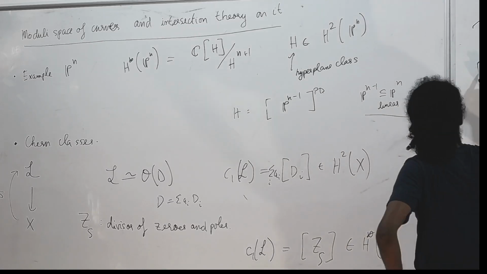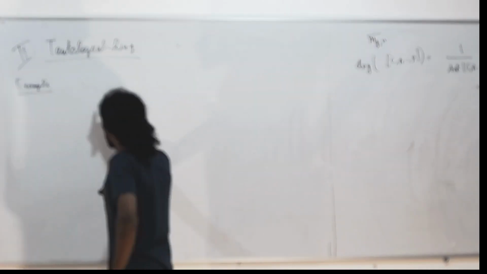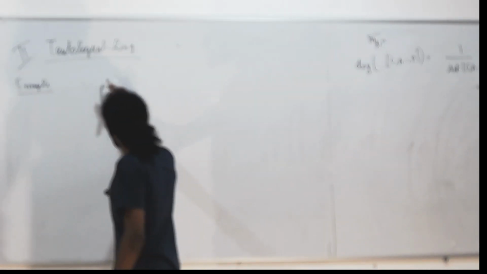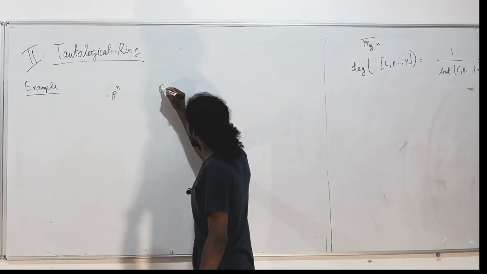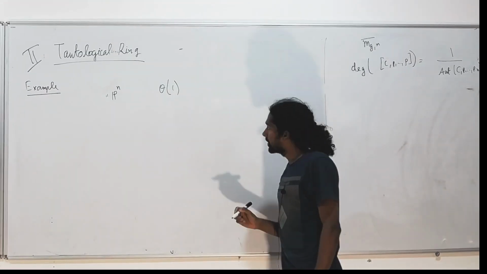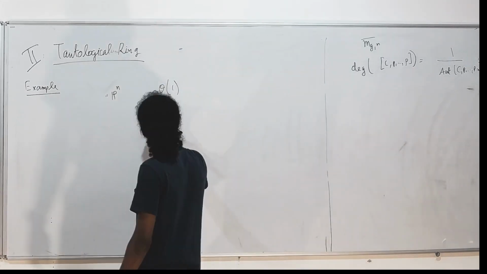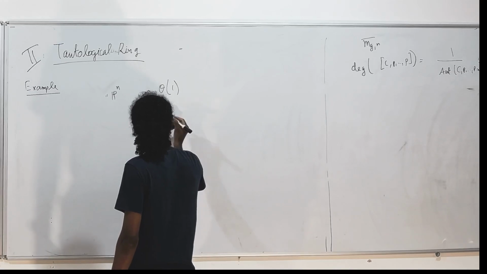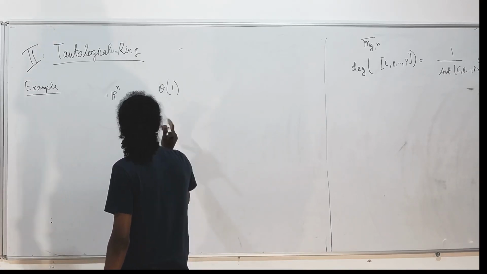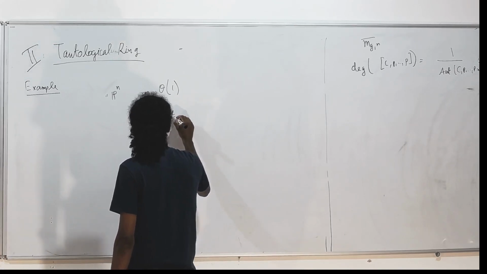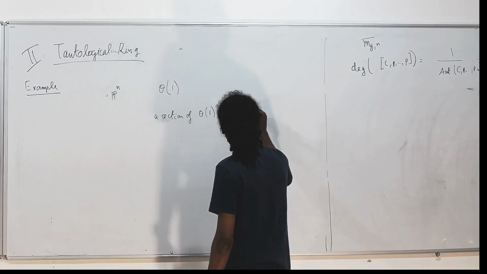Example, right? On P^n, you have a line bundle people call O(1), right? And the sections of O(1) are degree 1, a section of O(1) is a linear function.